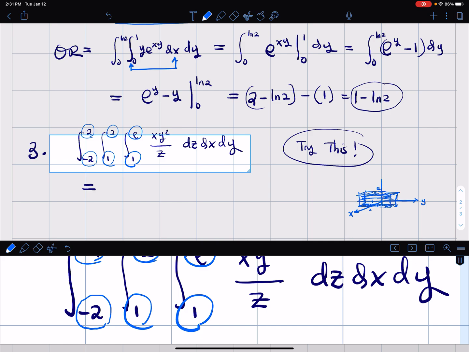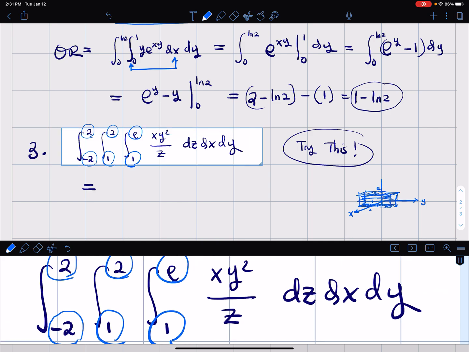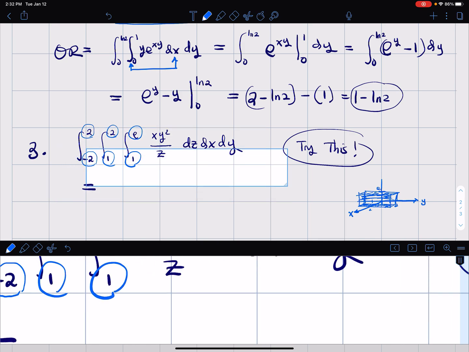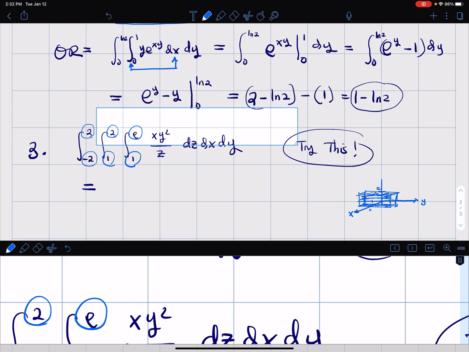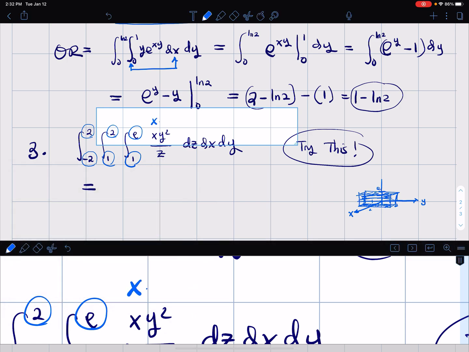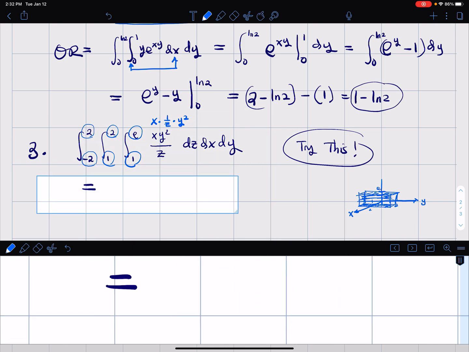Secondly, so that's the first fact. The second fact is that we can split this up, right? I can rewrite this integral, the integrand, as x times 1 over z times y squared. A function of x, a function of z, a function of y. That makes our job easy.